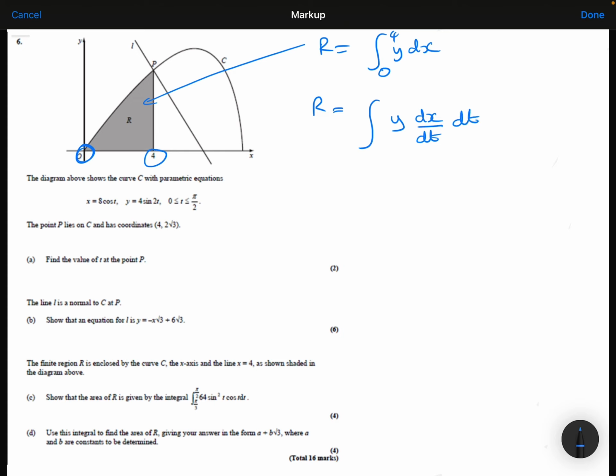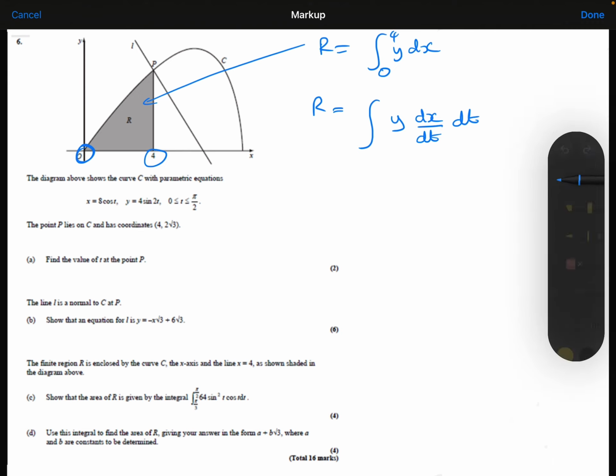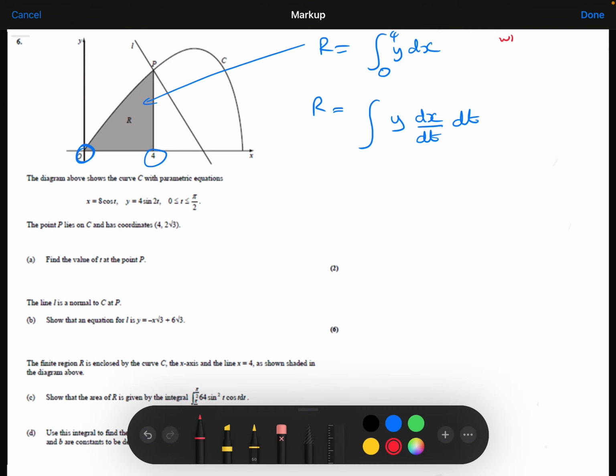And I need to know what the t limit is when x equals 0 and what the t limit is when x equals 4. So let's do those limits first. When x is 0, let's go to our x equation. x equals 8 times cos t, so 0 equals 8 cos t. So cos t equals 0, so t would have to be pi over 2. So our lower limit is pi over 2.